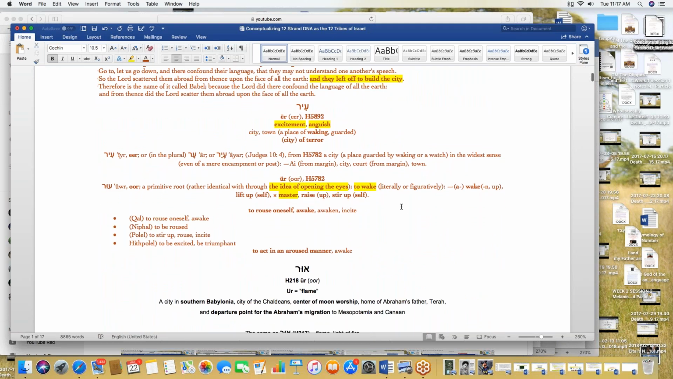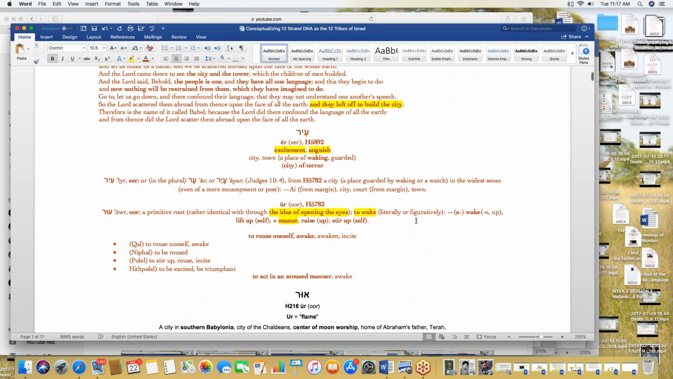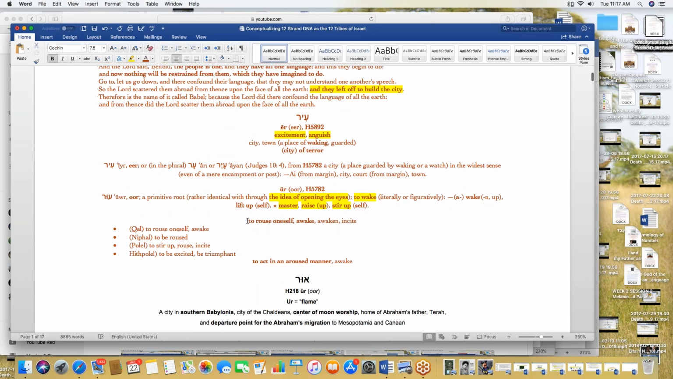How? First of all, through the opening of the eyes and realizing that all of this is allegorical. That's the first beginning. It means to rise or raise up, to ascend, to be resurrected. It also means to stir yourself up, to arouse yourself, to rouse oneself awake, awaken, incite.